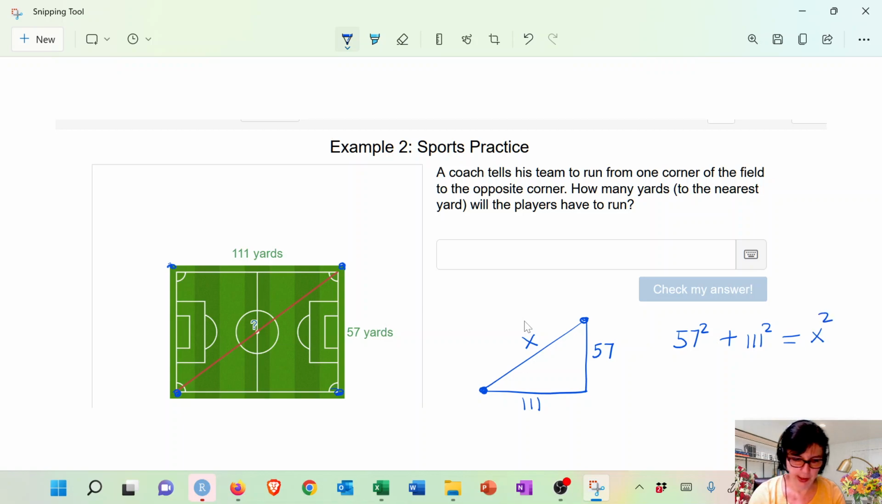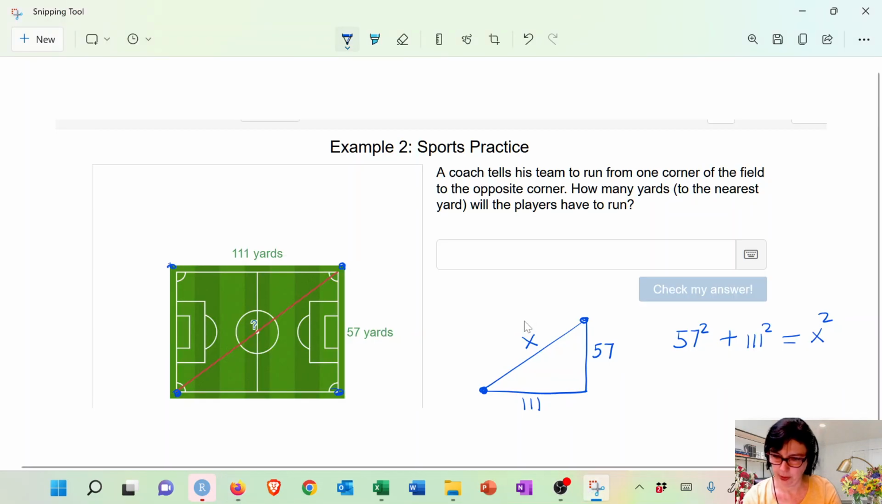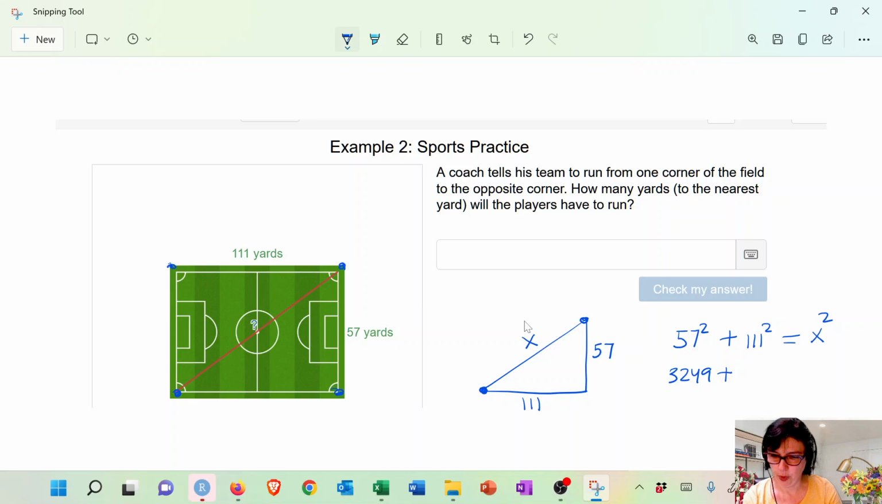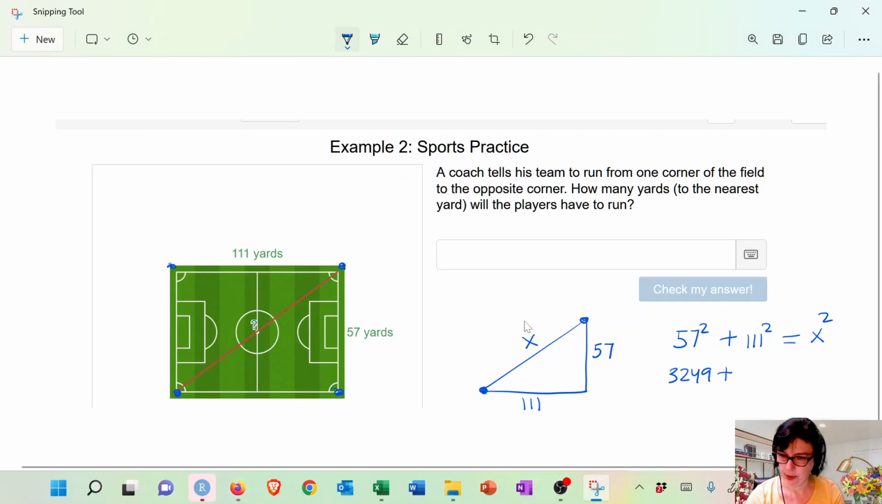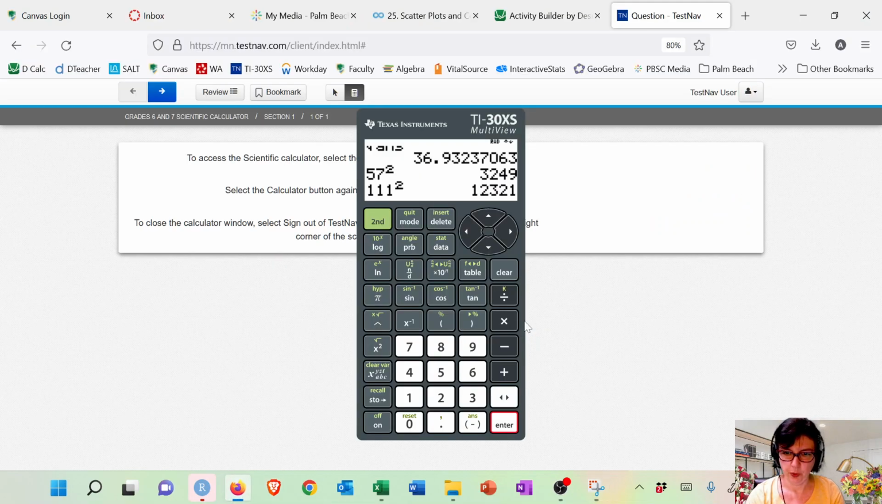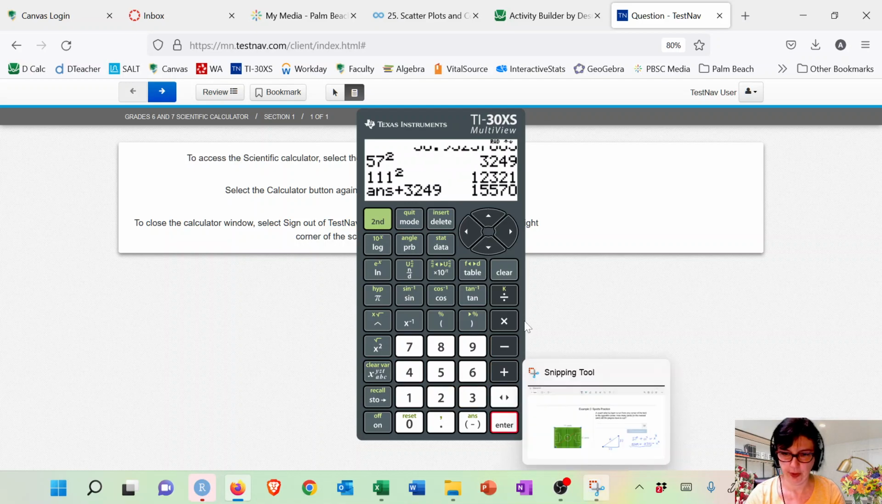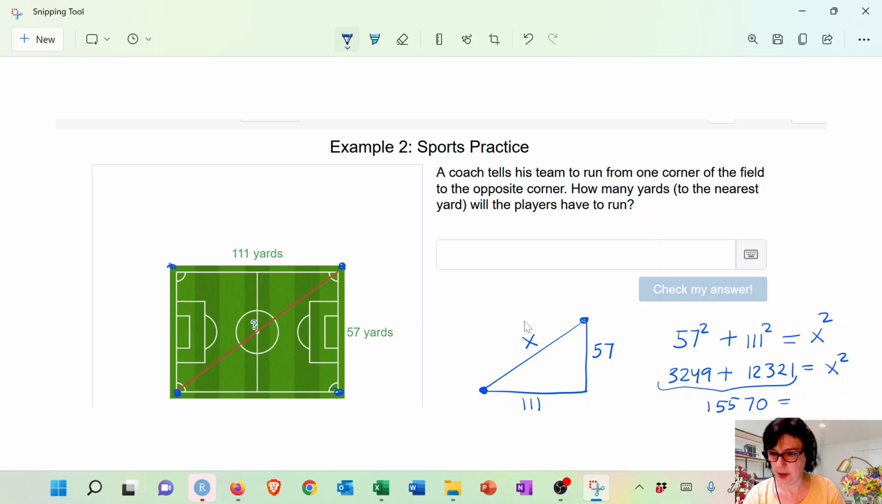Okay, so let's see, what is 57 squared? Well, that's 3249. Good to know. Okay, what is 111 squared? Something really ugly: 12,321. So now we've got to figure out what that is. Let's go back to our calculator. We just want to add 3249 to the previous answer. So we've got 15570, and that's equal to x squared.